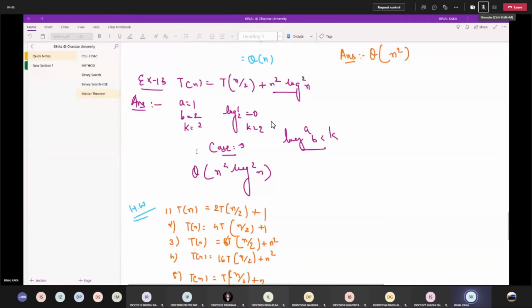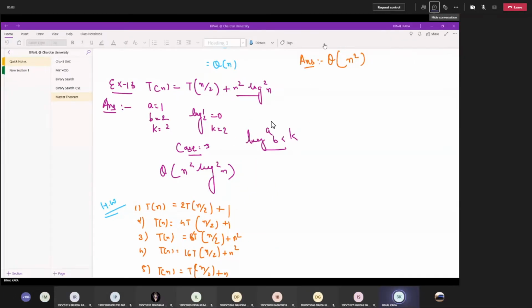Okay, my OneNote is visible. Yes, ma'am. Please drop the message in the chat box because I'm not able to listen audibly. Am I clearly audible and is my screen visible?